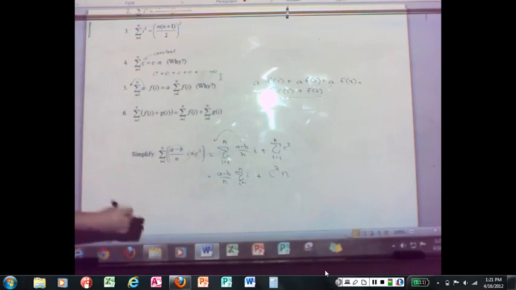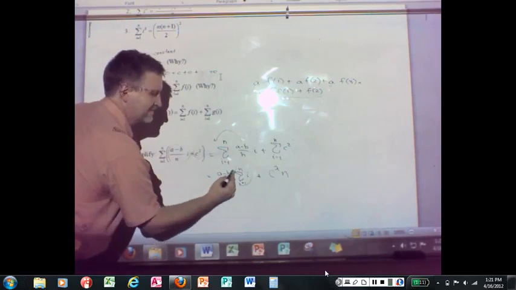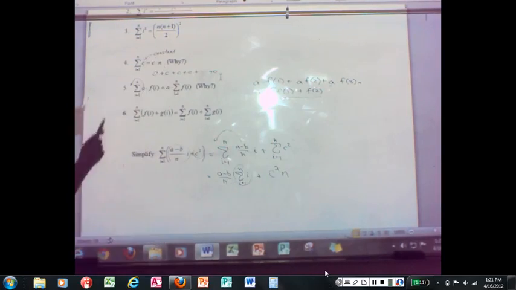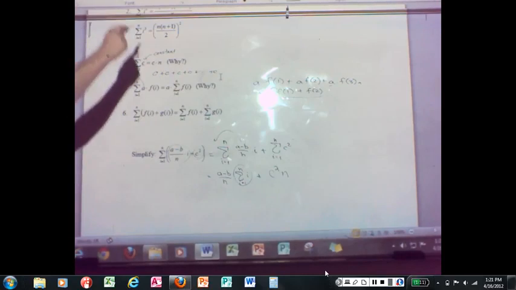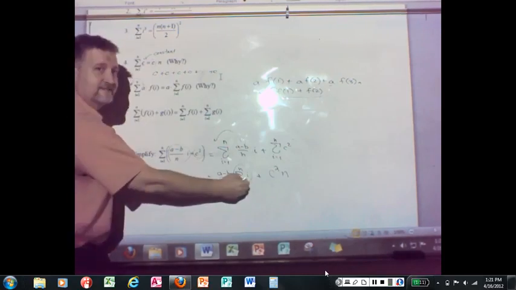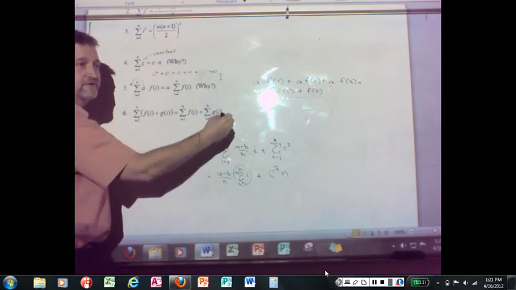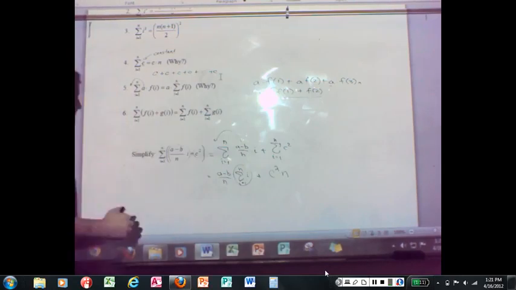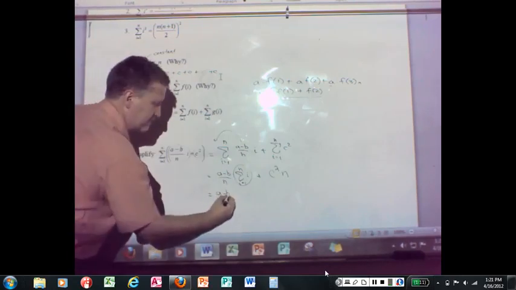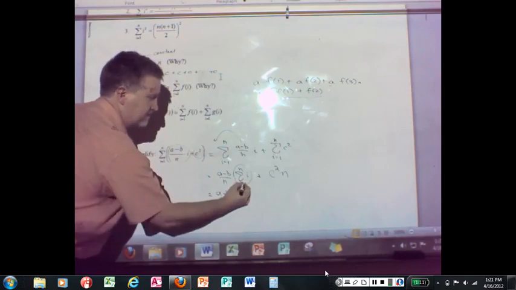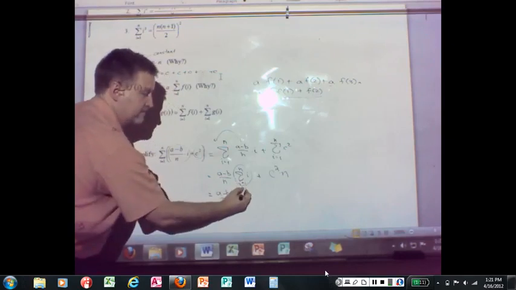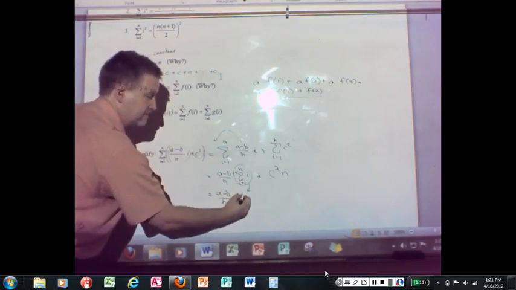Last but not least, what is this one? Now that one is back on property 1, right? The sum of the i's, what is it? n times n plus 1 over 2. That's property number 1 that we talked about. So a minus b over n times, then that would be that formula we had, n times n plus 1 over 2.